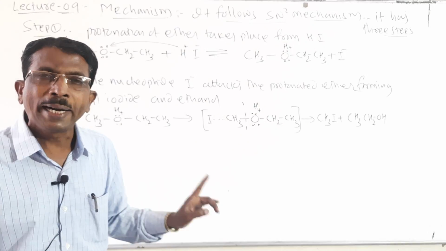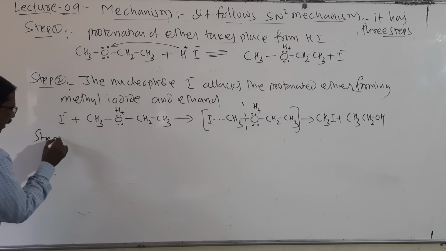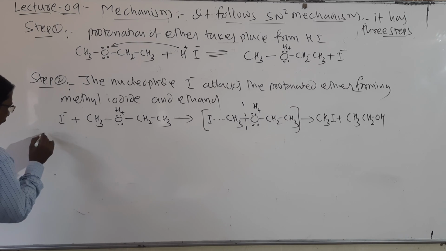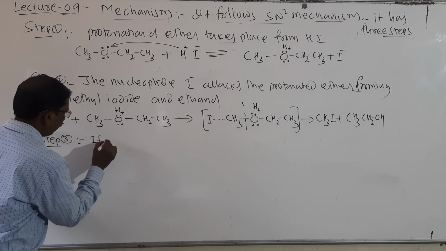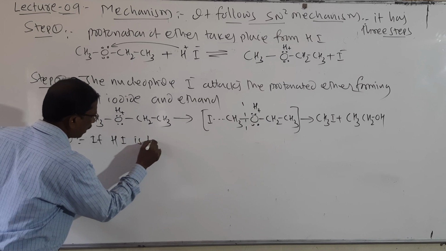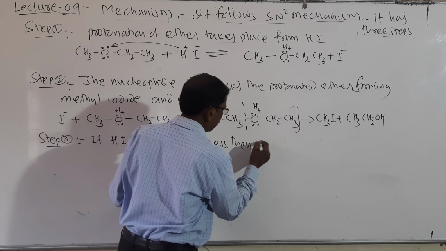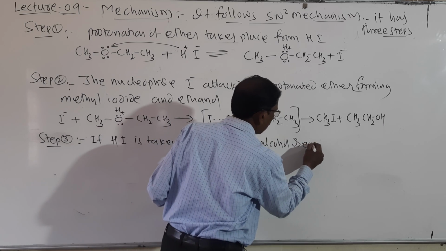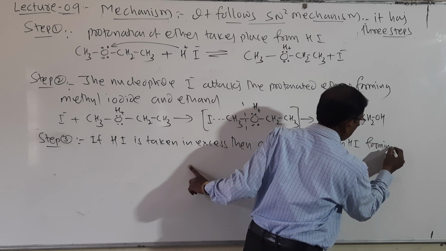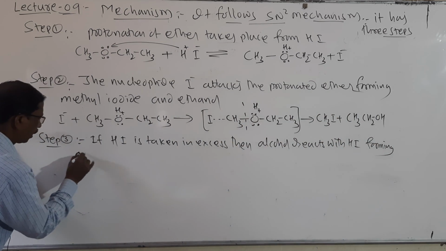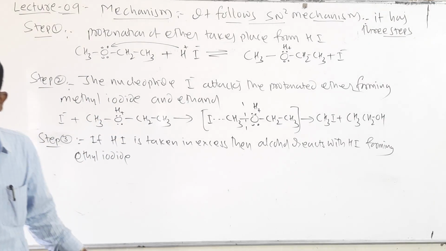And if hydrogen iodide is taken in excess, step 3, if hydrogen iodide is taken in excess, then alcohol reacts with HI, forming ethyl iodide. Look here students. So this is the mechanism here.